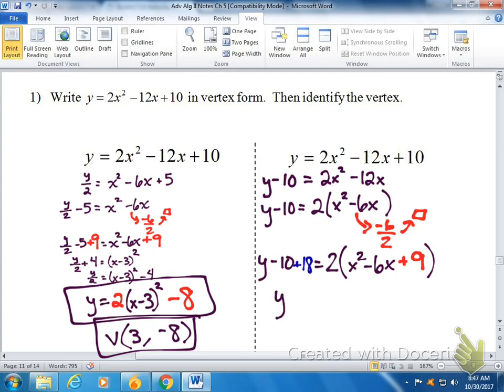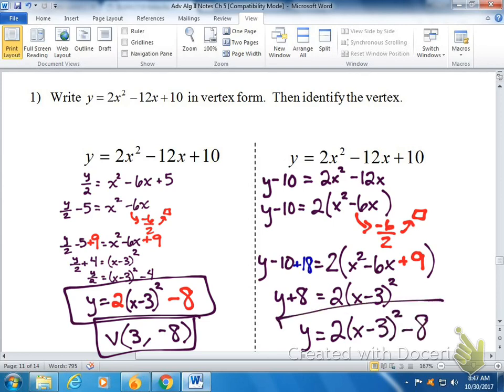Now we're going to clean up. We're going to rewrite in the completed square form and subtract 8 to have the completed square form. Again, the vertex is the opposite of -3, so we have the vertex being (3, -8).